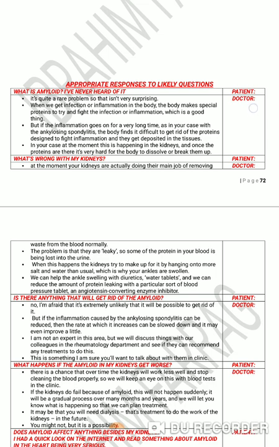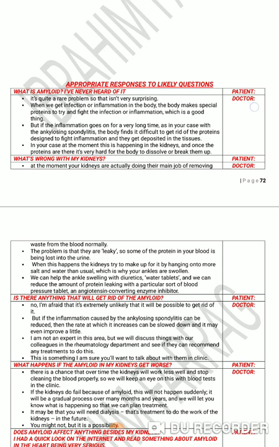So it is your task to explain the disease to the patient. It is quite a rare problem, so that is not very surprising. When you get infection or inflammation, the body makes a special protein called amyloid to fight the infection or inflammation, which is a good thing. But if the inflammation goes on for a very long time, as in your case with ankylosing spondylitis, the body finds it difficult to get rid of the protein designed to fight inflammation, and it gets deposited in the tissue. In your case, at the moment, this is happening in the kidneys, and once the proteins are there, it is very hard for the body to dissolve or break them up.